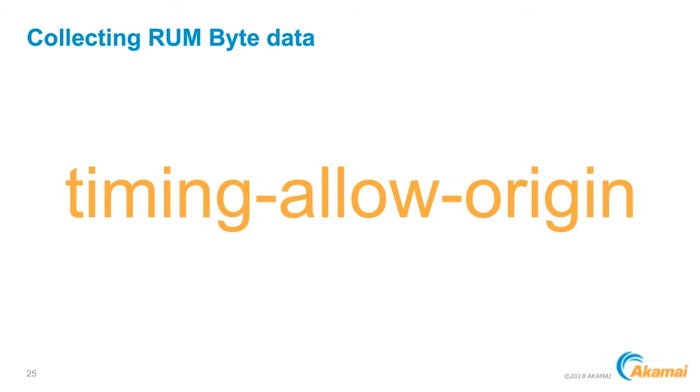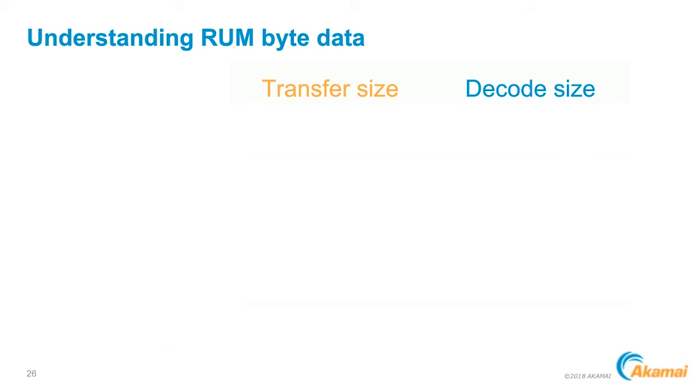So once we have this data, we can collect it with the resource timing API, something that's available in almost all browsers, even mobile browsers, and beacon that data back for analysis. Now, it's worth noting that there's two size metrics that we get back with resource timing. One is the transfer size, and the other is the decode size. Specifically for images, the difference between the two can be really important.